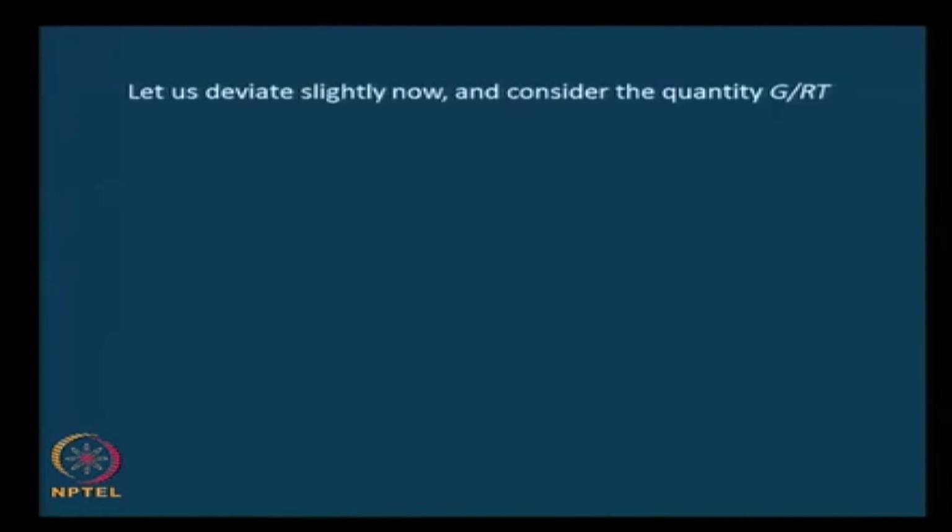Now, let us deviate slightly. It is still very related, but this becomes essential to develop a means of relating the excess properties to PVT. Therefore, let us consider the quantity G by RT. The residuals of this could also be written, as you would see. We will start by considering G by RT.